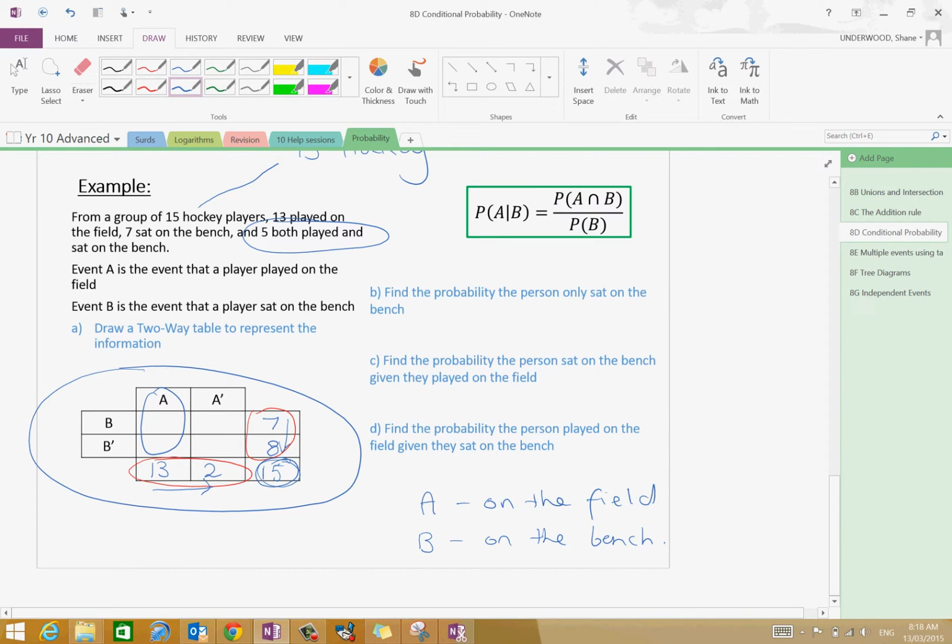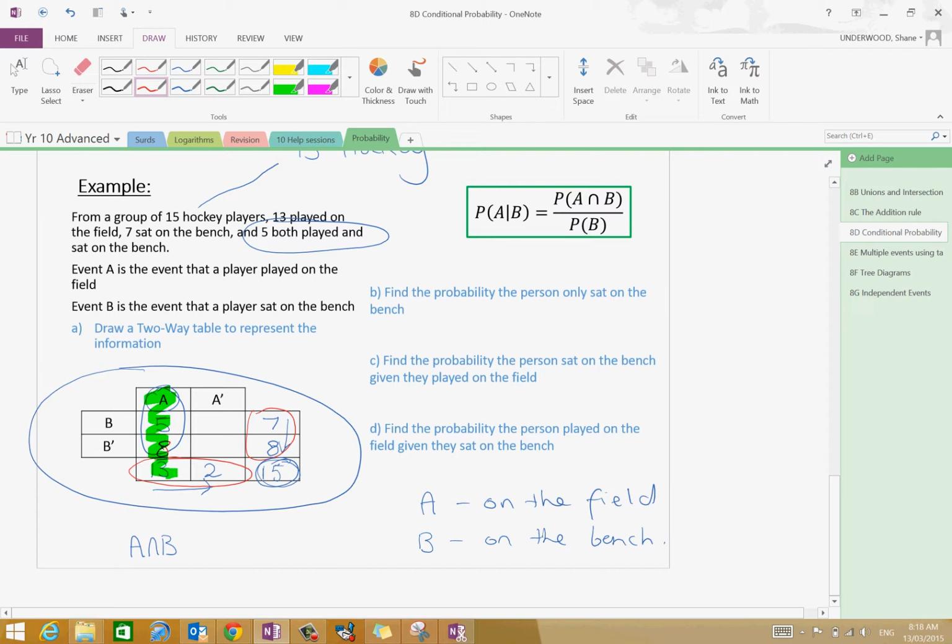Alright, so if you played, you could satisfy A. If you think about it, A intersection B means that you played and both sat on the bench. So that means that this is 5. Wow, look at that. Just by having that piece of information, we can now fill it out because this column here has to add to 13. So what does that make that? That means that 8 people played and didn't sit on the bench.